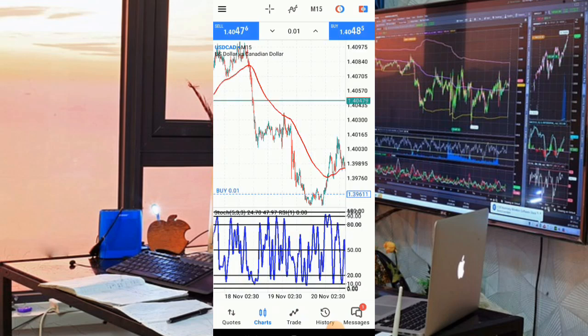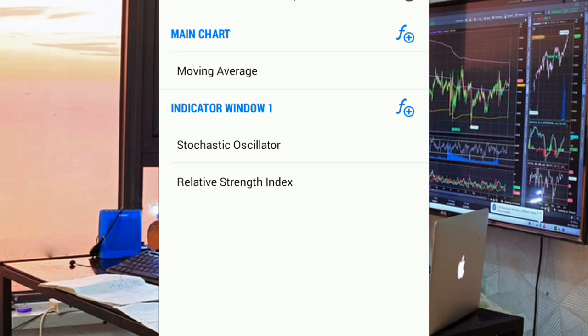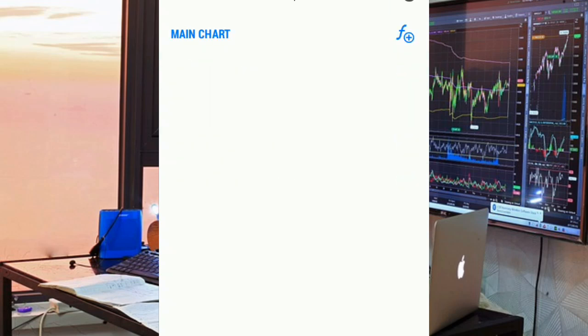So today what we have here is just these three amazing indicators that I will be using. We've got the moving average, the stochastic oscillator, and the relative strength index. Those are the three indicators we are going to be using today. Let me just start with the settings.